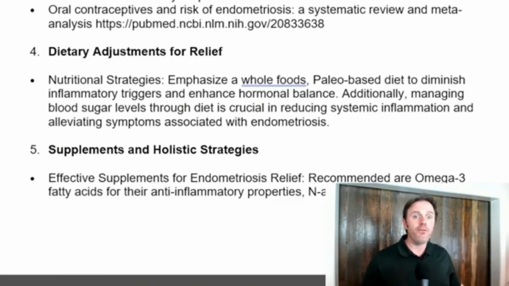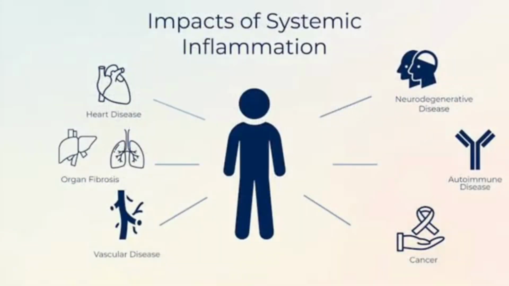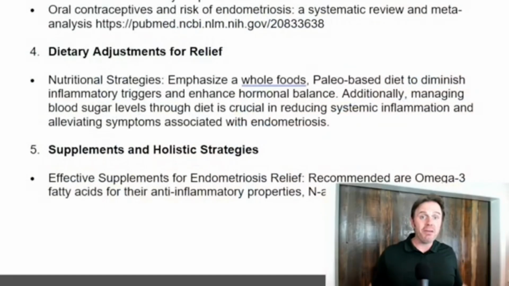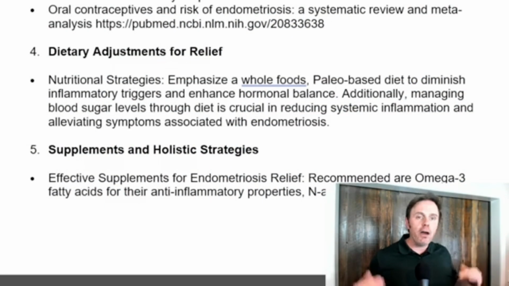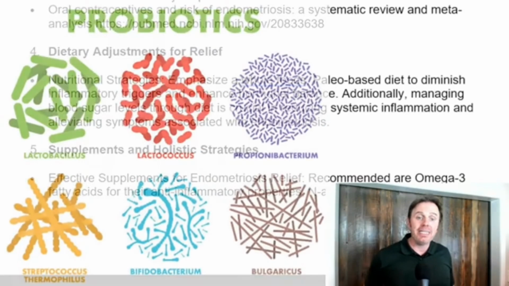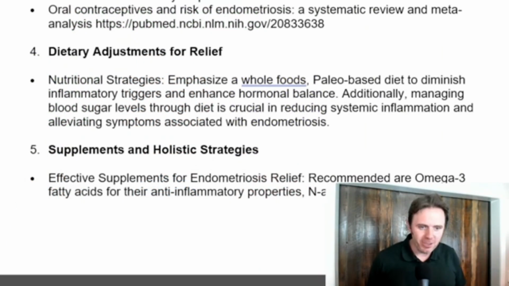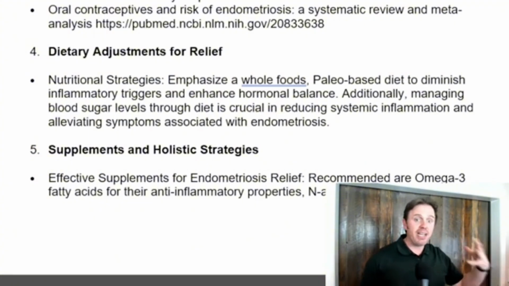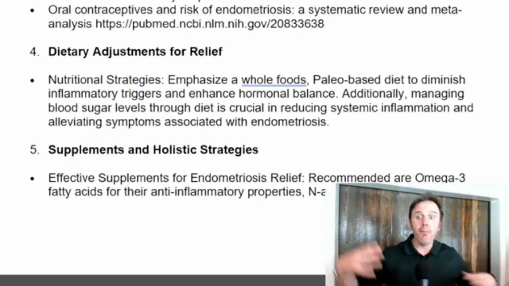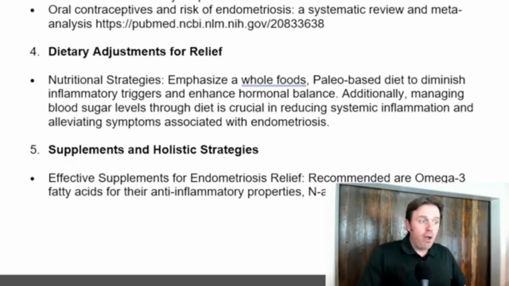So we want to focus on nutrient density, bringing systemic inflammation down, and we want the nutrients that are going to help with estrogen metabolism. We want to bring healthy bacteria levels, probiotics, into the gut, and we want to, let's say, not feed the bad bugs. The processed flour, the processed grains, the processed sugar, the glyphosate, and the pesticides are going to really screw up our microbiome.